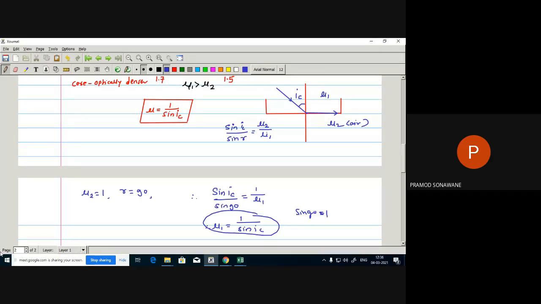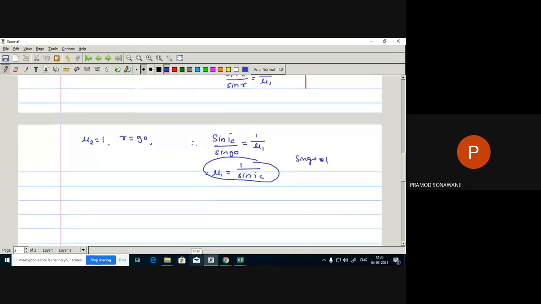So how do you find ic then? Sine ic is equal to 1 upon mu1, or mu. So therefore ic is equal to sine inverse of 1 upon mu. Okay, so this formula you can refer to find the critical angle.